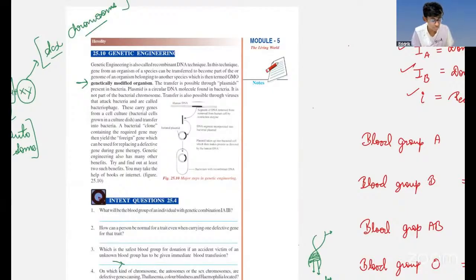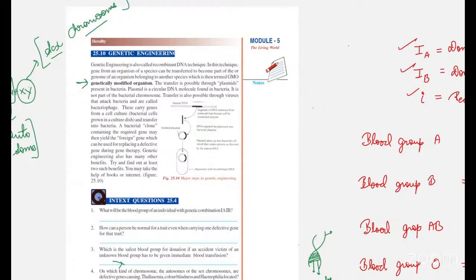These carry genes from a cell culture, bacterial cells grown in a culture dish, and transfer into bacteria. A bacterial clone containing the required gene may then yield a foreign gene, which can be used for replacing a defective gene during gene therapy. Genetic engineering also has many other benefits. Try and find out at least 2 such benefits. You may take the help of books or internet. Figure 25.10. So we will see the video also after, in the end of the class.